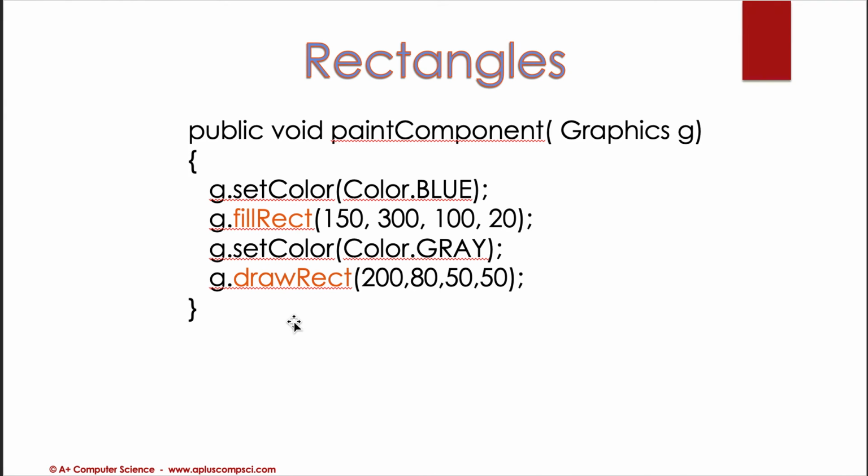So rectangles, some examples here. We're setting the color to blue. We have a fillRect at position 150, 300, width 100, height of 20, and then we're setting a new color. Another thing that's important with setting color is it's going to set color for the graphic, anything that follows. So if we want something that's blue, then the next thing we draw is going to change. We need to make sure we set a new color. If we leave that blue, the next thing is going to also be blue.